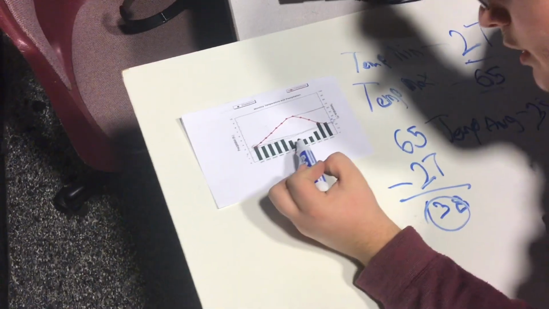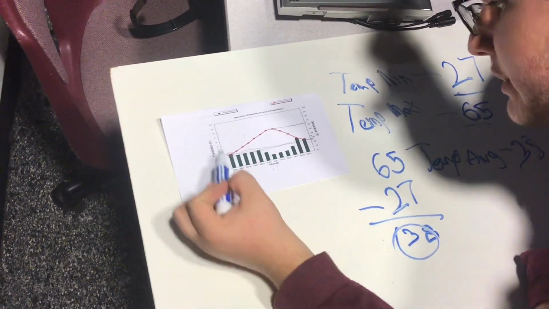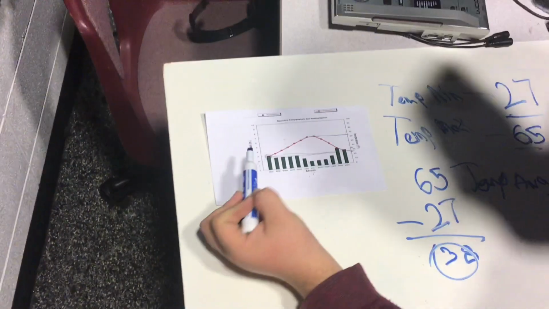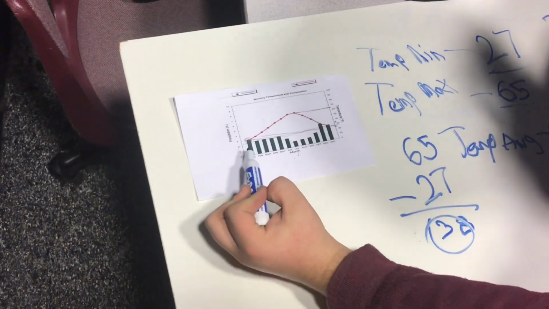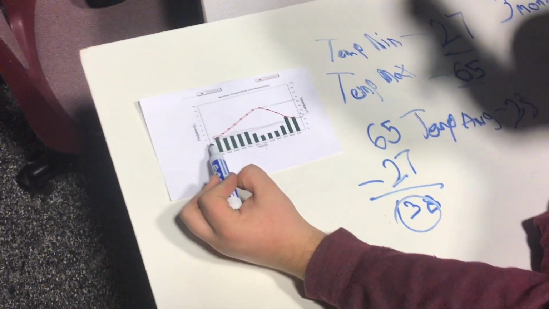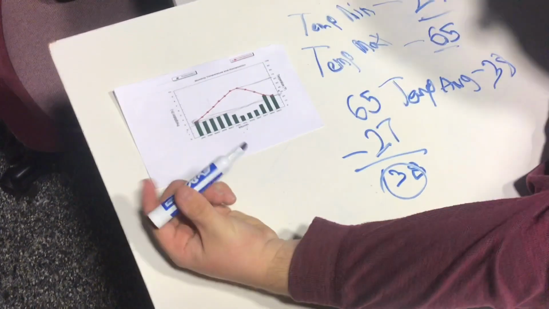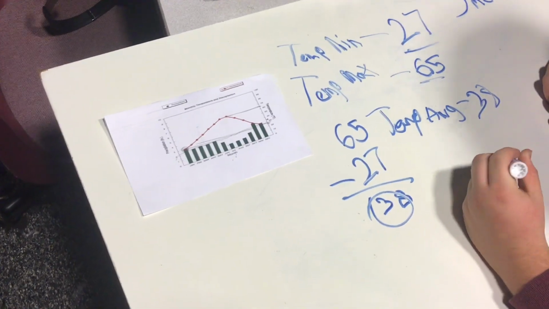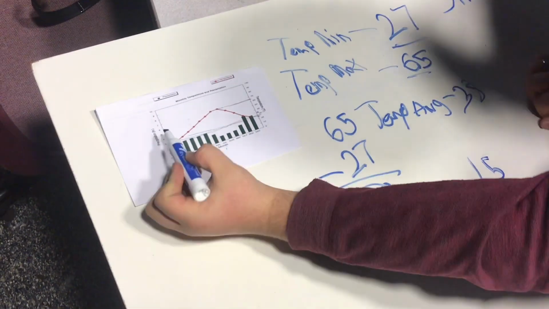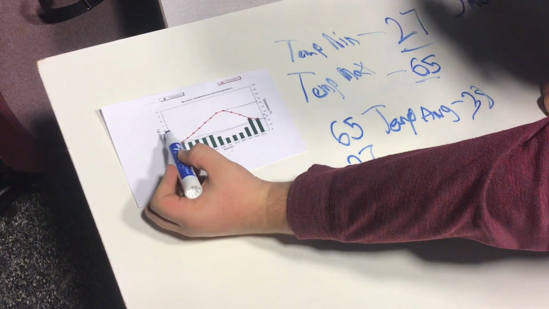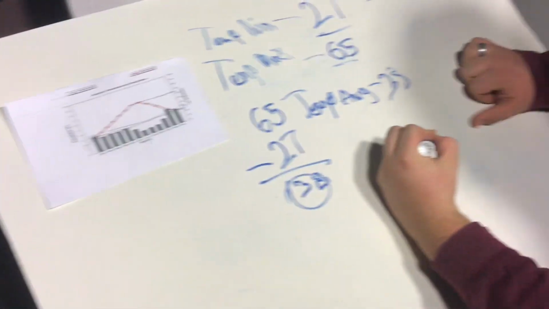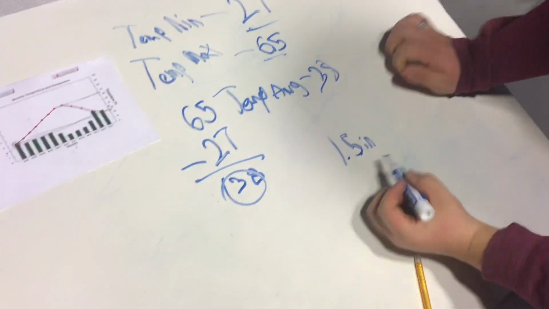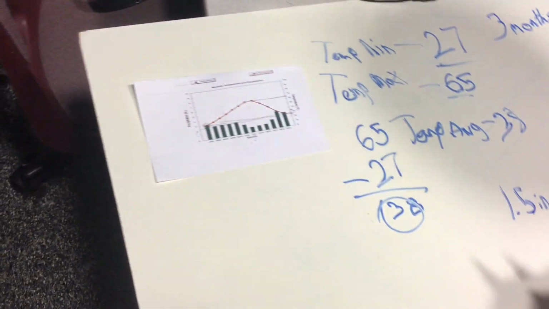So, whereabouts would you say that is? Is that around the middle of 1 and 2, or a little bit lower? Yeah, about the middle of 1 and 2. Okay, so that is 1.5. And what is the measurement that we're using for precipitation? Inches. That's 1.5 inches of precipitation, and that happened in July.